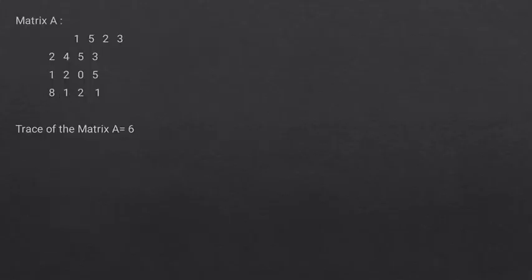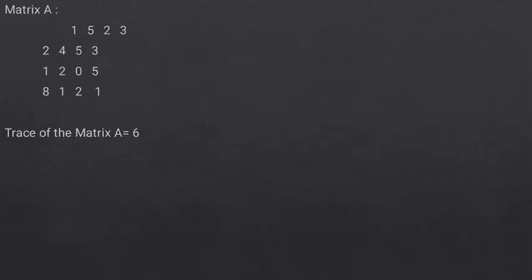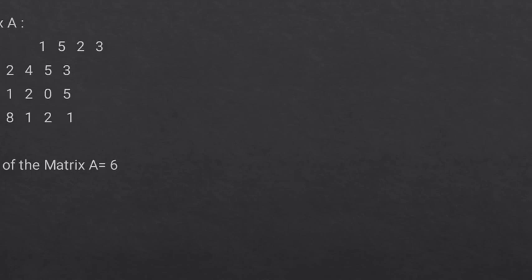And for the final operation, we have the trace of the matrix. I'm sorry, here it is also shifted. I'm sorry for that, the first row is shifted. Okay, so the matrix A: 1 5 2 3 is the first row, 2 4 5 3 is the second row, 1 2 0 5 is the third row, and 8 1 2 1 is the fourth row.